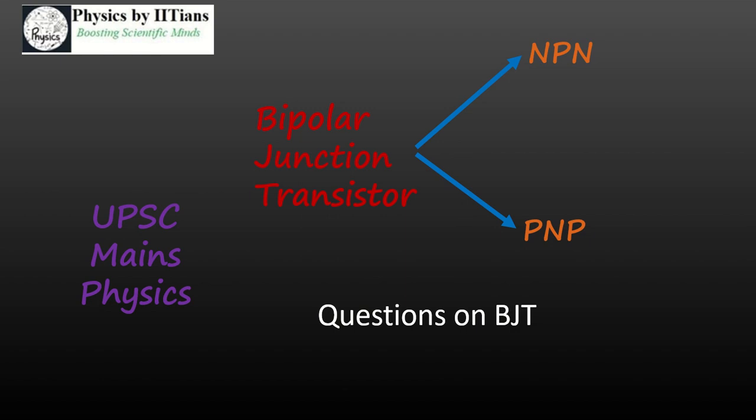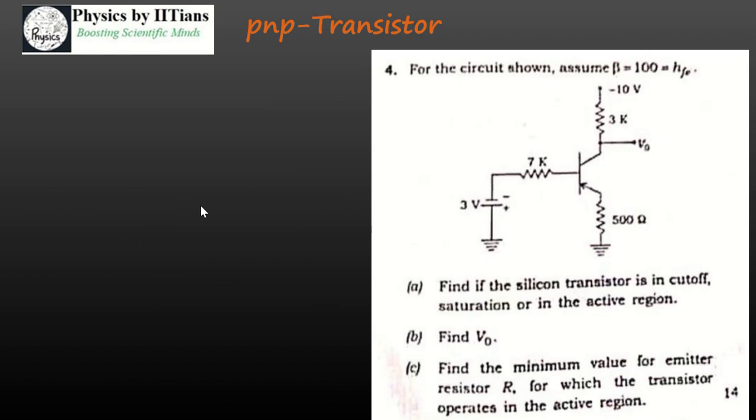Okay, let's start with the question. So this is the question that was asked in the UPSC mains. Here, the beta for the transistor is given as 100.